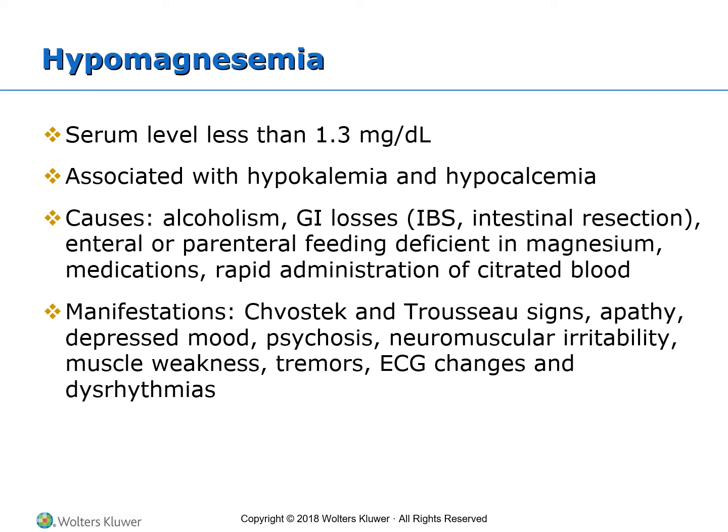If you have low magnesium, your ECG will show prolonged QRS segment, depressed ST segment. You can see PVCs, SVT, supraventricular tachycardia, or torsades de pointes, and then VFib, ventricular fibrillation. So we definitely don't want low magnesium levels. It's generally associated with low potassium and low calcium as well.